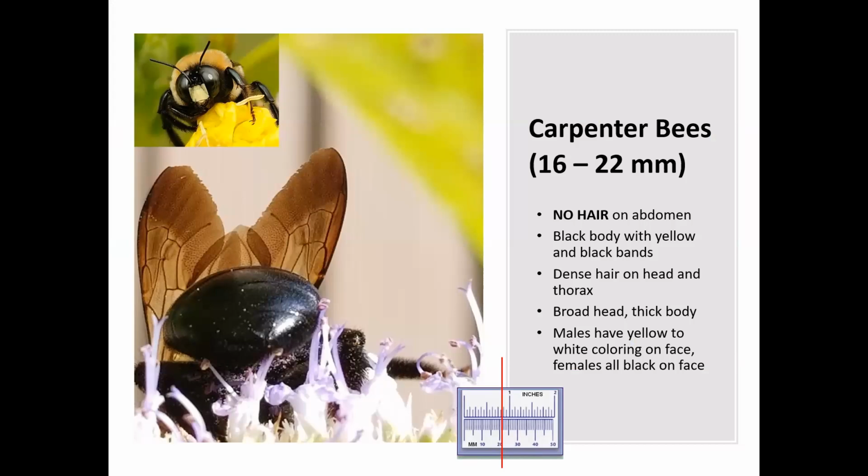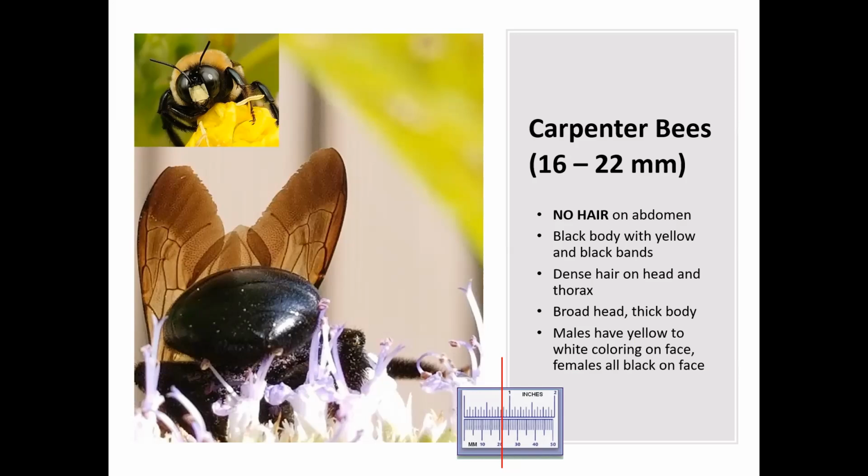You also will see, because not everybody looks at the metric system and knows exactly what 22 millimeters is, I've put a little ruler down at the bottom so you can see what 1 inch is, and then 16 to 22 millimeters. That's about the biggest that you will see of one of these guys. So they're not really big, but they're probably one of the bigger types of pollinators that we'll be looking at. So they tend to have lots of hair on their head and their thorax, which is that middle section, and they'll have yellow and black bands, just pretty much like a bumblebee. And then the males have a yellow or white coloring on their face. So they'll have this little dot.